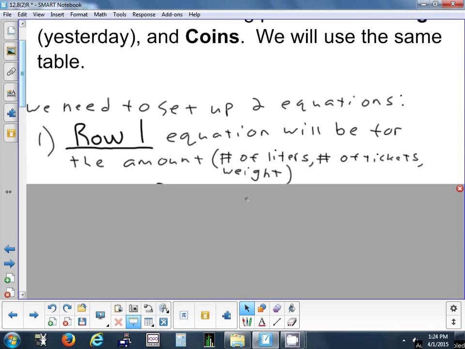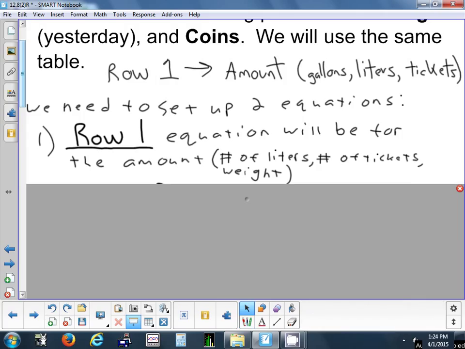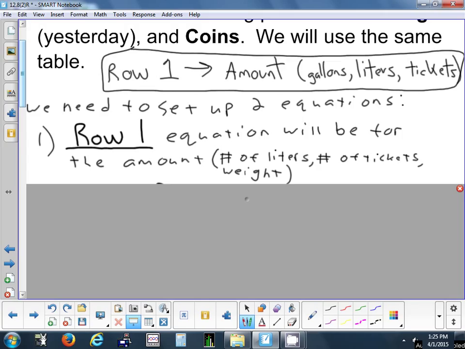In the case of mixing two liquids together, it would be usually measured in gallons of water or liters of water, something like that. An amount could also be how many tickets did we sell. We're going to do a problem where somebody's selling student tickets and adult tickets, and we're going to find a total amount of tickets. The last problem is about weight. We have two different objects, and they're going to weigh different amounts, and we're going to find a total amount of weight.